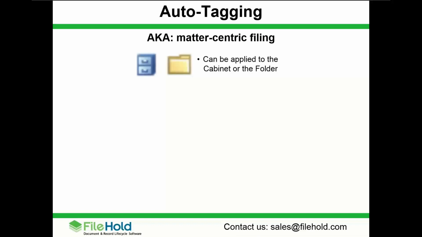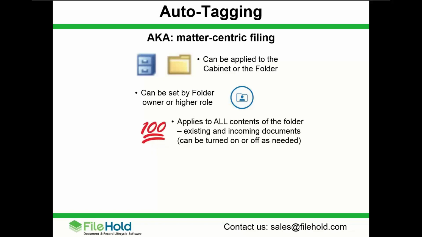Now you can apply auto tagging to cabinets or folders. So you have a couple of different options for how to apply the auto tagging rules. They can be set by folder owner or higher role. So it's a very accessible function. Unlike some of the other things like auto filing, which means getting into some of the back-end settings, fairly low-level users can set these up. As long as you're the owner of the folder, you can set that auto tagging rule onto that folder. It applies to all the contents of the folder, and that includes both existing documents and incoming documents.